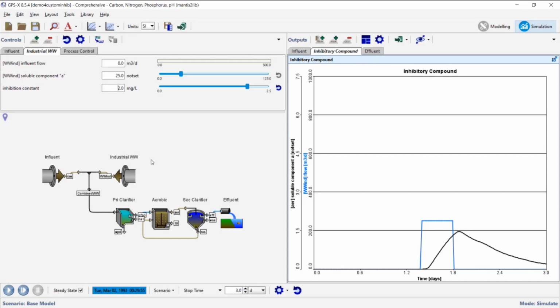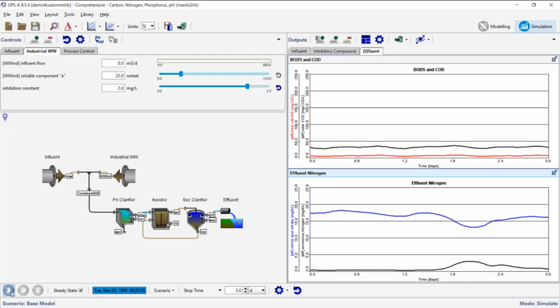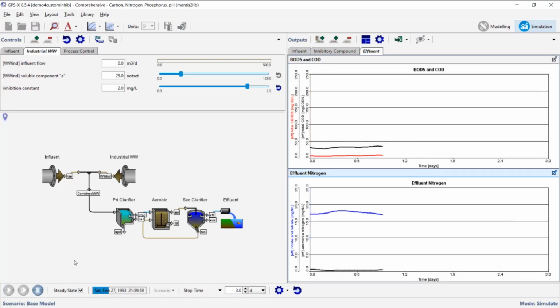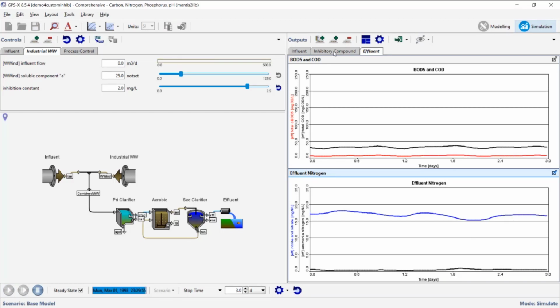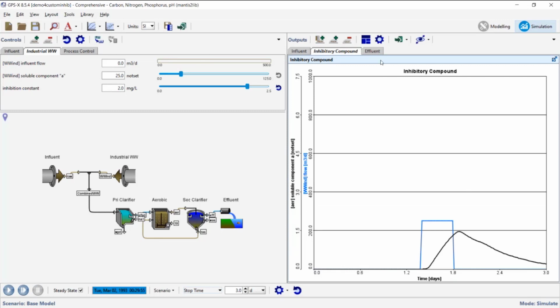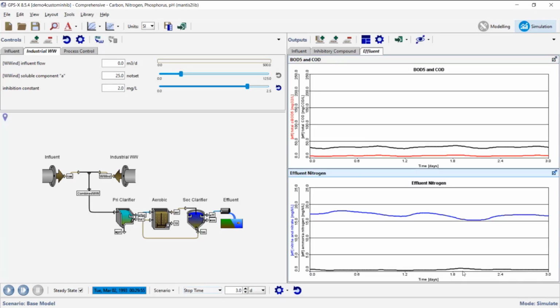As you may remember, I said earlier that when you have a higher number for your inhibition constant, that means that your biomass is less affected by it. So I'm going to run that again. You'll be able to see here that it is not going to peak up nearly as much as it did before, even though we have the same amount of the inhibitory thing going through. But it's noting that it's not having as high of an effect, so it was still mostly nitrifying.